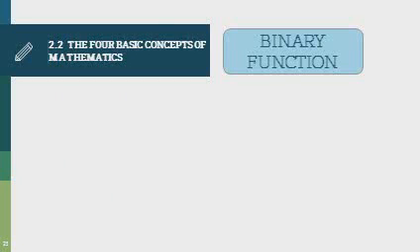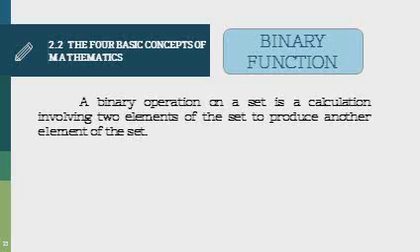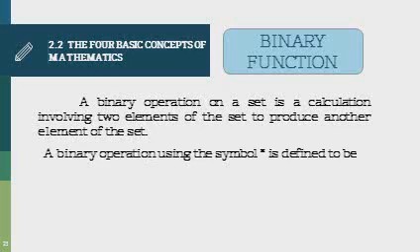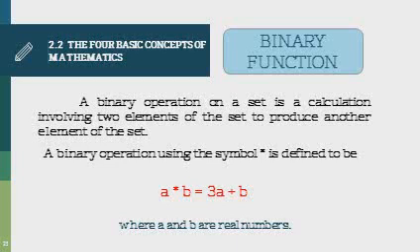Ayan, so now let's proceed with binary operation. A binary operation in a set is a calculation involving two elements of the set to produce another element of the set. A binary operation using the symbol star is defined, parang medyo related sa abstract algebra, A star B is equal to 3A plus B, where A and B are real numbers. So for example, okay.